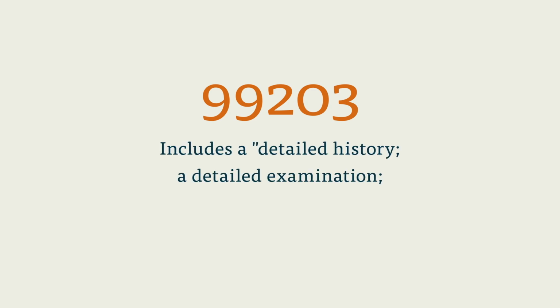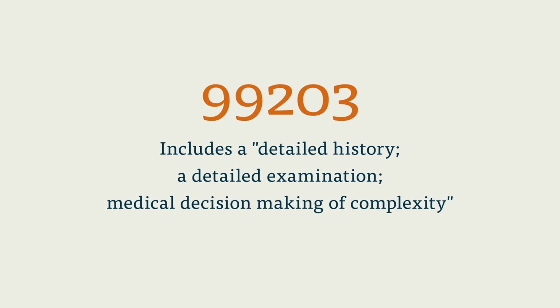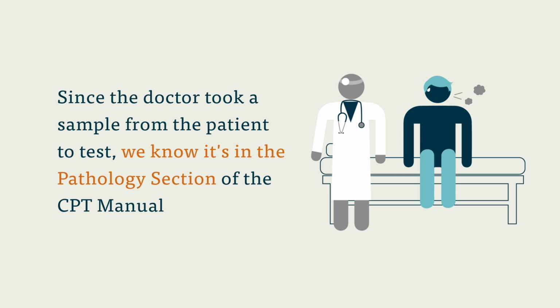Since the patient is a new patient, we'd look for codes in that subsection of E&M. We'd find code 99203, which includes a detailed history, a detailed examination, medical decision-making of low complexity. That's our E&M code. But the doctor also performed a test that confirmed his diagnosis. How do we code that? Since the doctor took a sample from the patient to test, we know it's in the pathology section of the CPT manual.